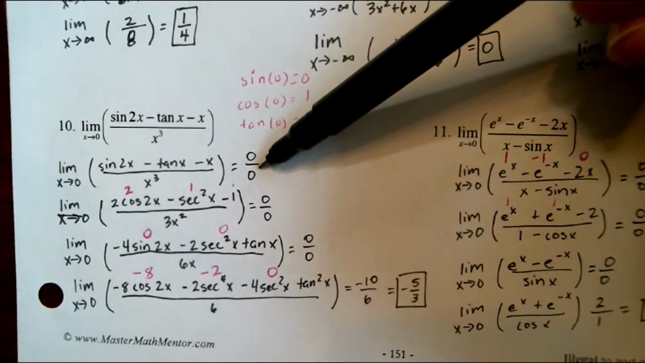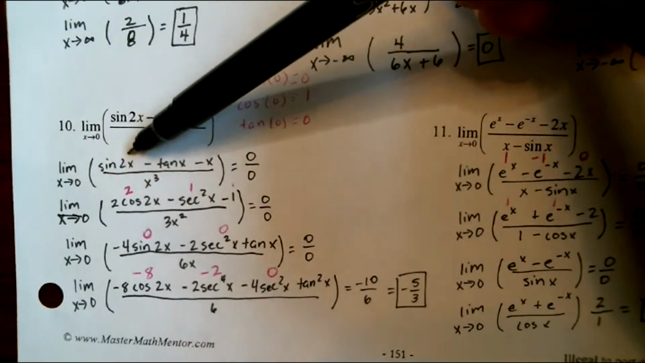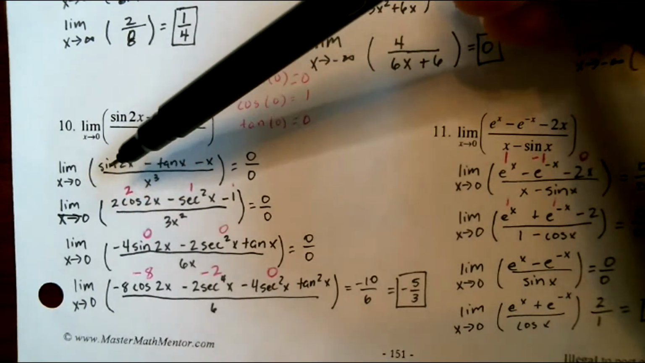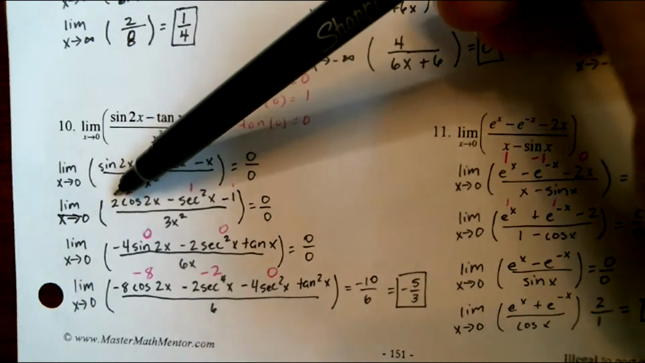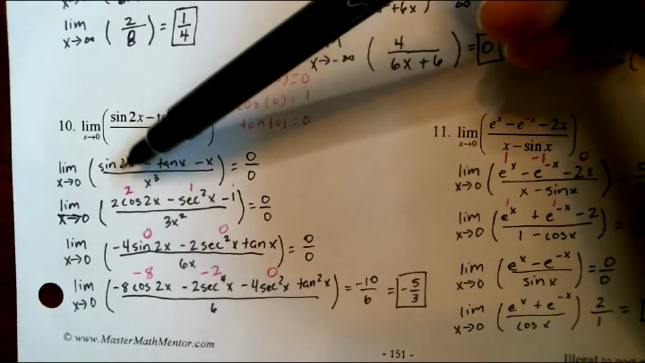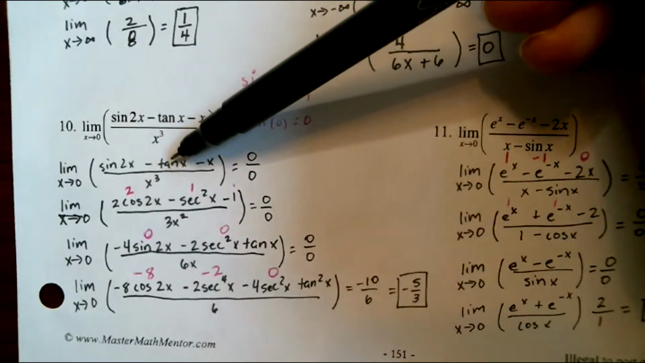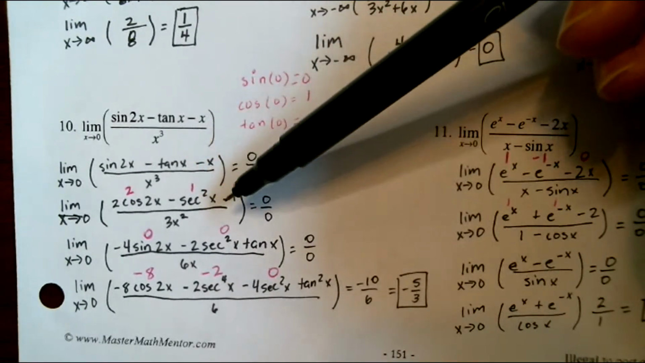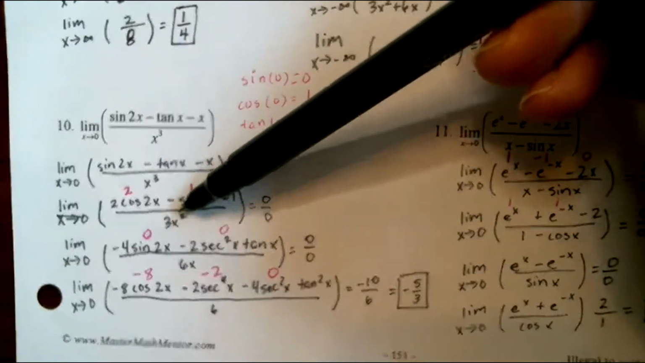So then I take the derivative of that. The derivative of sine 2x: the derivative of sine is cosine, and then you have to do the derivative of the inside, which is 2. So 2 cosine 2x, the angle stays the same. Minus the derivative of tangent x, which is secant squared x, and the derivative of negative x is negative 1. The derivative of x cubed is 3x squared.